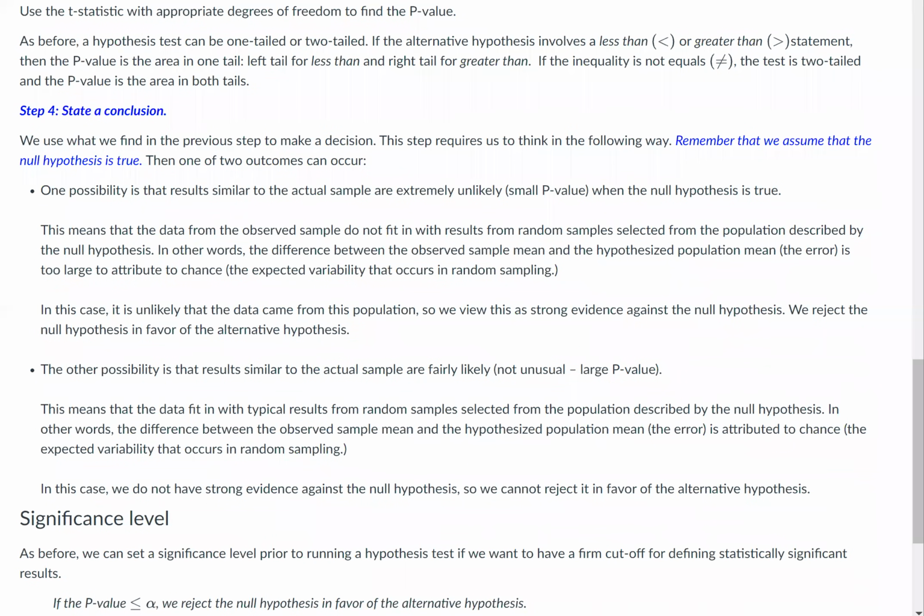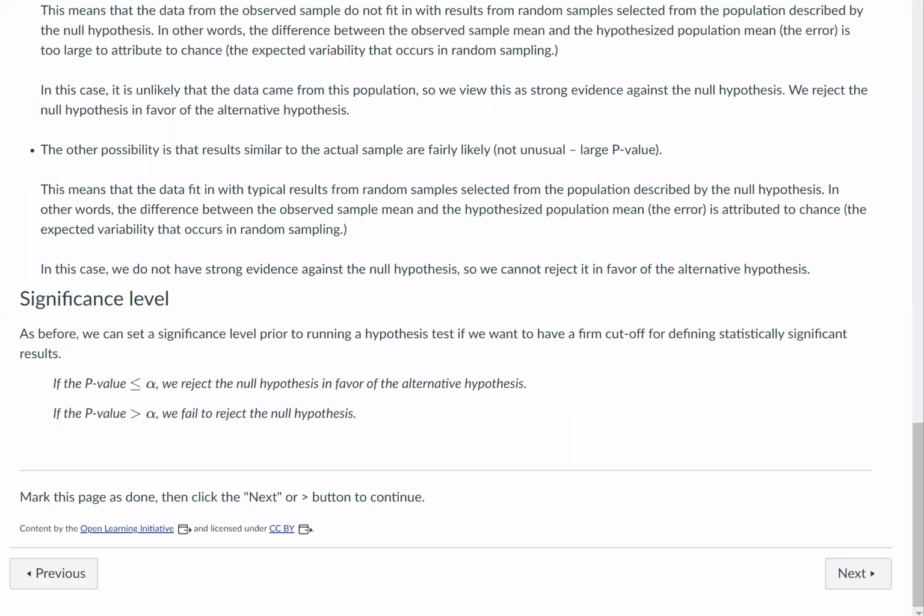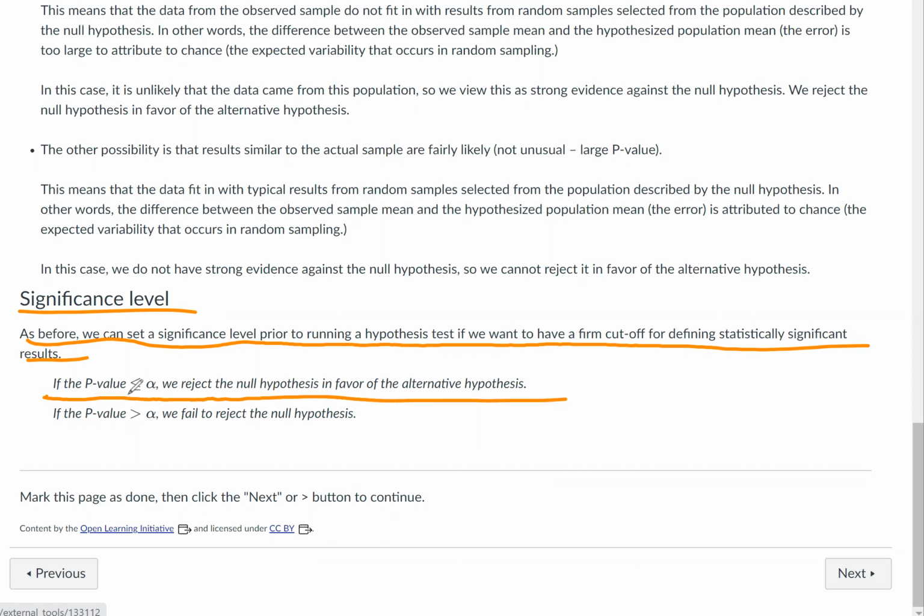Now we'll look at significance level. Okay, that's the last part. As before, we can set a significance level prior to running the hypothesis test if we want to have a firm cutoff for defining statistically significant results. So for example, if the p-value is less than or equal to alpha, I think a lot of times we set alpha equal to some decimal number, then we reject the null hypothesis in favor of the alternative hypothesis. Or if the p-value is greater than alpha, we'll fail to reject the null hypothesis. So you should have an alpha already given to you in the beginning of the problem.